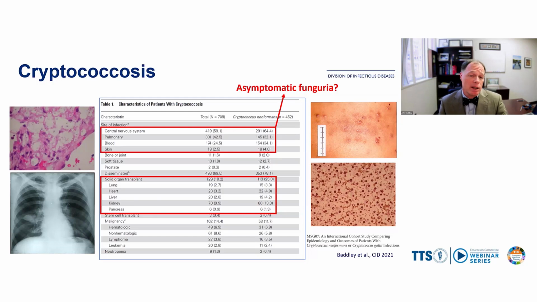And sure enough, our patient had asymptomatic funguria, and that's how this really was discovered. Again, in addition, she had several weeks of mental status changes and a little bit of dizziness and headaches that would also make us think about cryptococcosis.